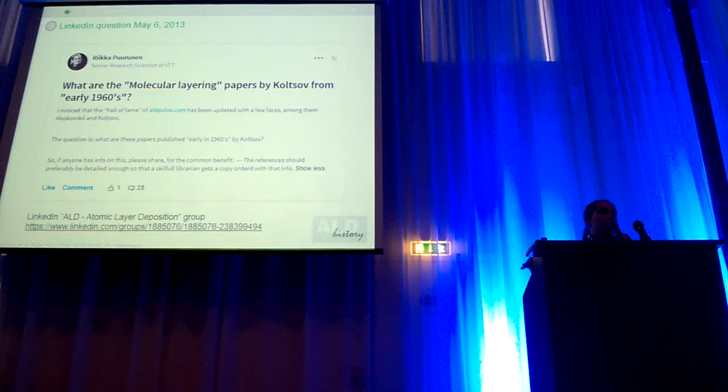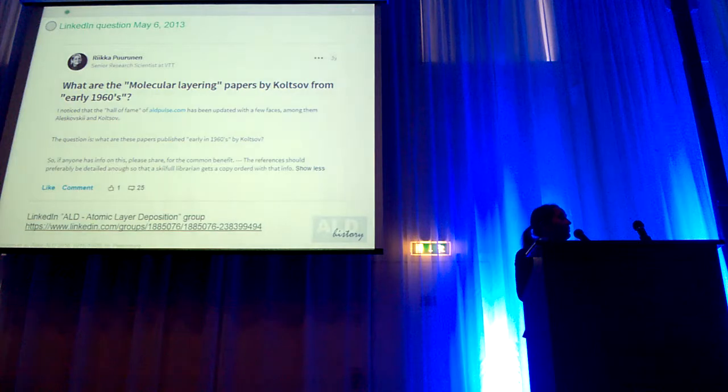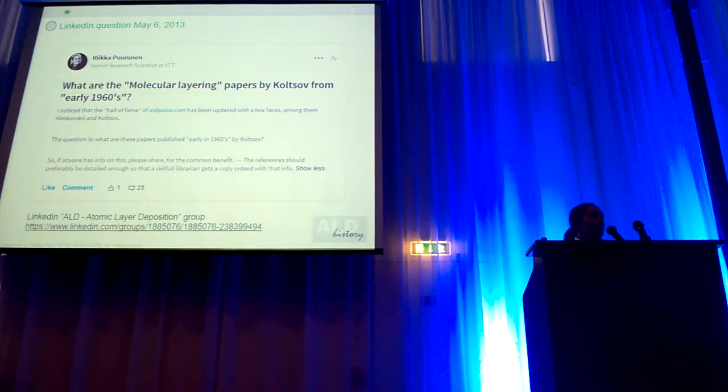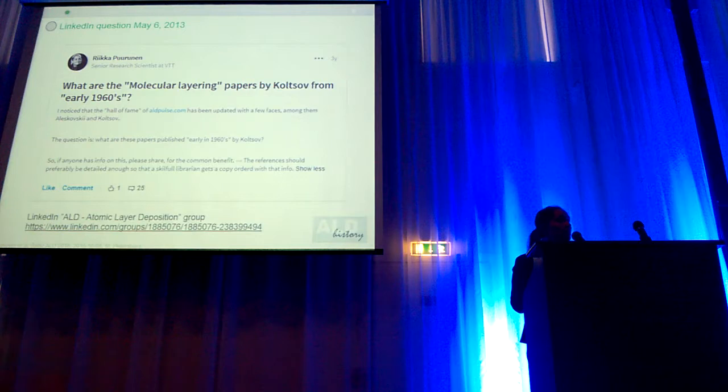So I left the subject of history away for many, many years. I thought I'd done my part. But then it appeared in 2013 that on the internet you find people saying that there are these early molecular layering papers by Koltsov from the early 1960s. I didn't know what they were. I had looked into the history. I knew there's a conference paper from '65. That's the earliest that I knew of. So, from the early 1960s, I wanted to see them.